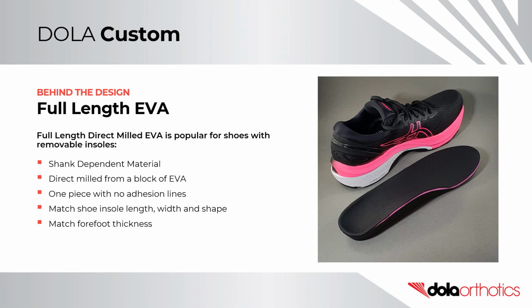It is a shank-dependent material, so relies on matching the internal characteristics of the shoe, the surface area, the shape, and the stiffness. The direct milled EVA shell is in one piece with no adhesion lines. Shoe information is vital as it is matched to the footwear length, width, shape, and forefoot thickness.